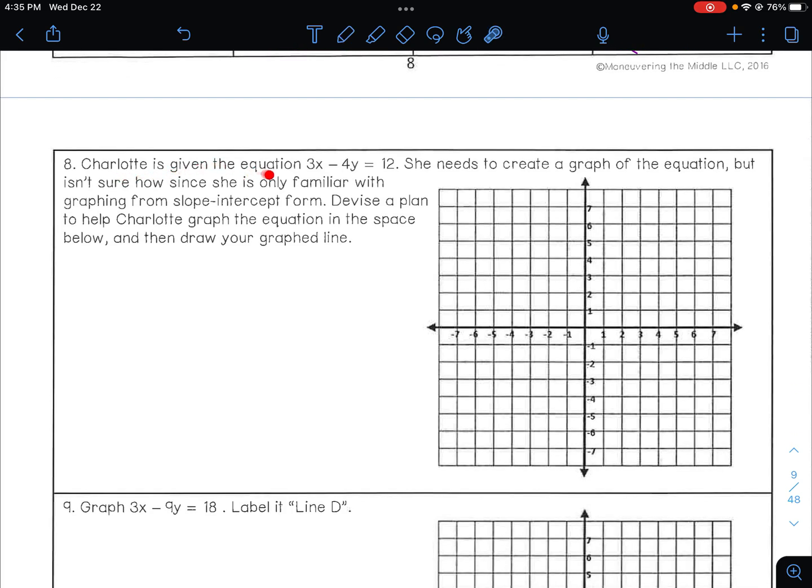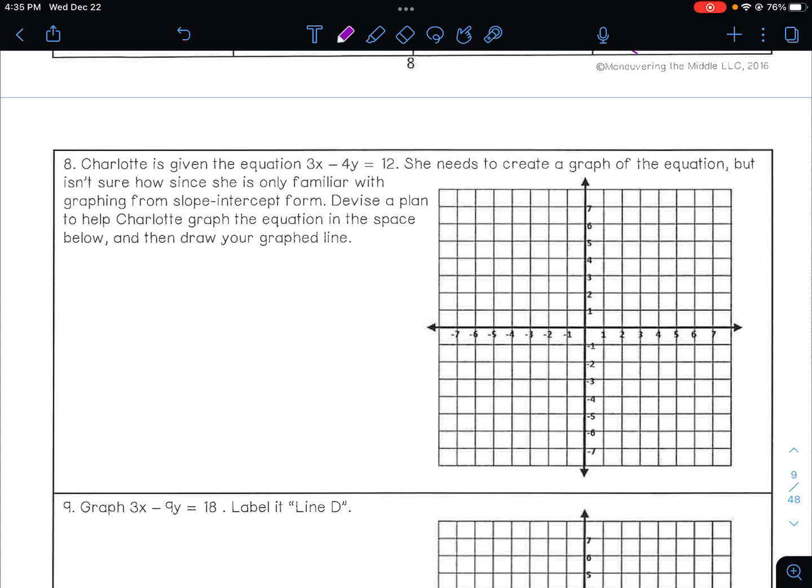Charlotte is given the equation 3x minus 4y equals 12. She needs to create a graph of the equation, but isn't sure how since she is only familiar with graphing from slope-intercept form. Devise a plan to help Charlotte graph the equation in the space below and then draw your graph line. Well, she needs to just solve for y, get that y by itself.